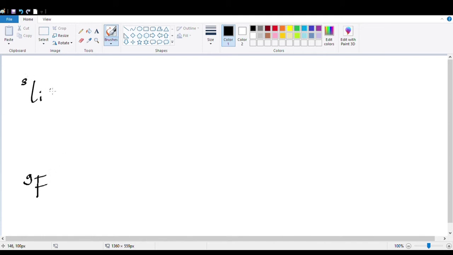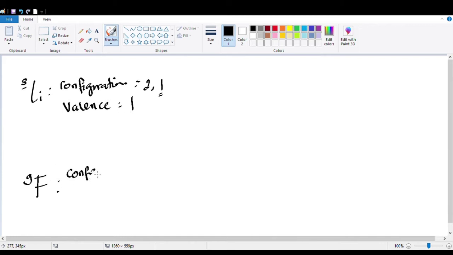So again, you know how to find the configuration. First you have to make a configuration. For lithium, the configuration is 2 and 1 because it has atomic number 3, so the valence electron is 1. For fluorine, the configuration is 2 and 7. The first shell is 2, the second shell is 7, so the valence is 7.